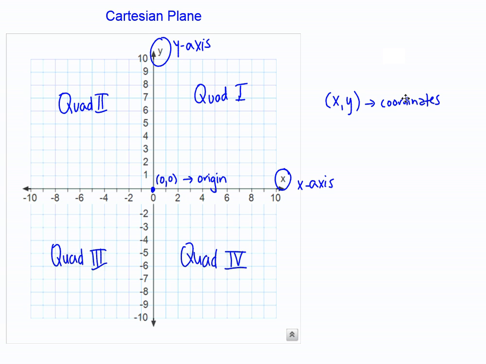So what else do we need to remember? That's the Cartesian plane, right? So we're going to use the Cartesian plane a lot. X is our input. And we also call it the independent variable.